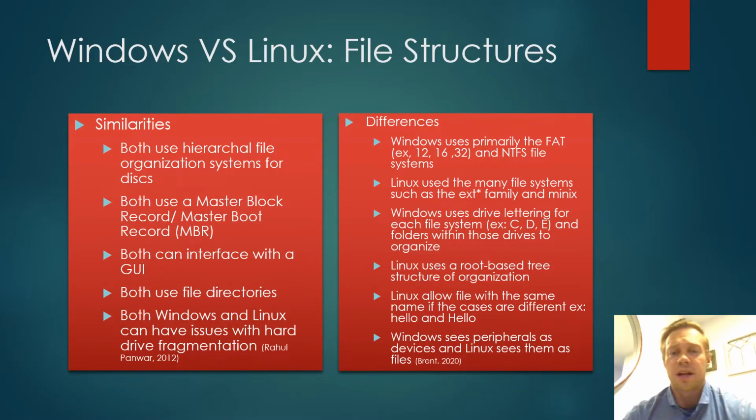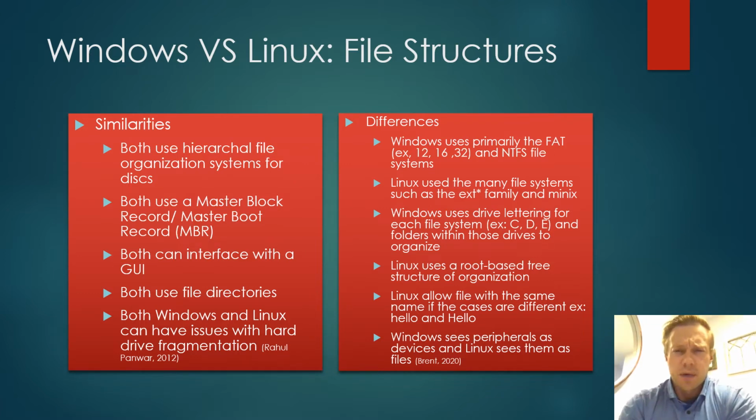So Windows versus Linux, what's similar, what's different? Let's talk about the similarities. They both use a hierarchical file system structure. So there's organization from the top down. We're going to see an example of that in a second. They both can use a master block record on IBM machines. They both have a graphic user interface to make it easier for the user to interact with files. They both use file directories. Windows and Linux both can have problems with disk fragmentation.